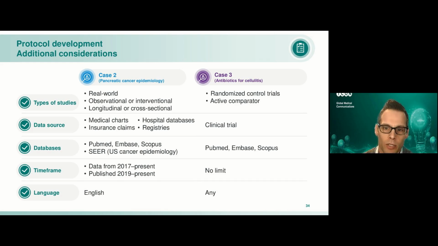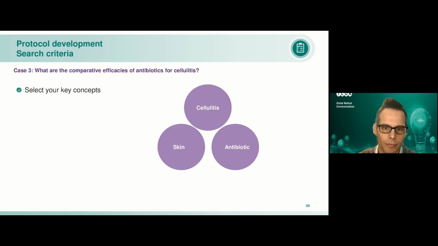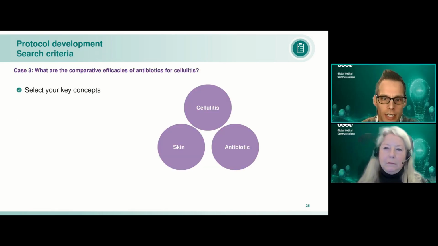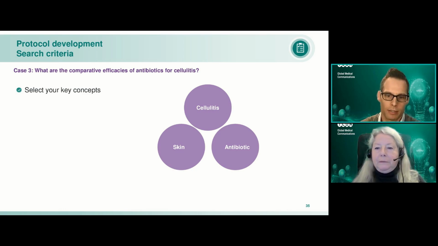And then similarly for case 3, antibiotics for cellulitis. For this one, we just wanted to look at randomized controlled trials that had an active comparator. Again, search the common literature databases, and we're pretty flexible on time frame and language. And so with that, I'm going to hand it over to Moira, and she's going to take us through the rest of protocol development, searching, and extraction.